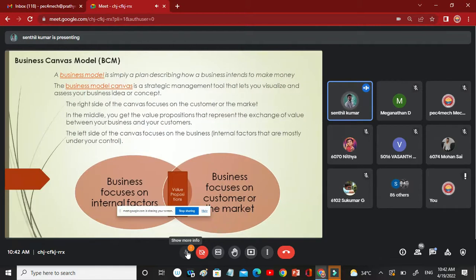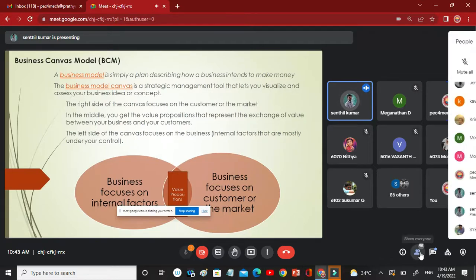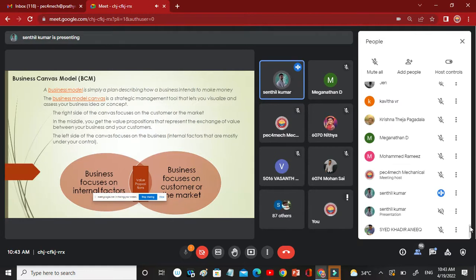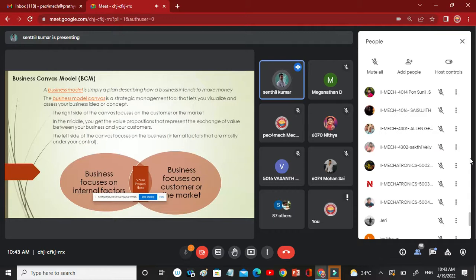You can see very well in the diagram, business focuses on internal factors, and business focuses on the customer of the market. On the left hand side, the internal focus is made by the businessman, wherein we can get a lot of VOC, that is voice of the customer, based input. That value creation will create the proposals in the model. You can take the left circle as well as the right circle. The middle portion, the intersection of the two circles, creates the proportions of these two.